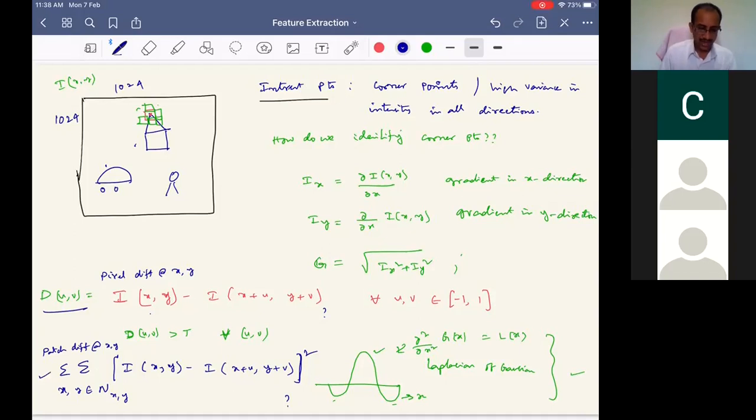So this is what we do. And this has to be greater than a threshold, for all u comma v. The important aspect here is, for example, at an edge, what may happen? The difference will be very high in one direction, and the difference will be zero in the other direction. So in that case, it's not a corner point. It's not a very interesting point. If we want to mark it as an interest point, it needs the intensity variation in all directions to be high.